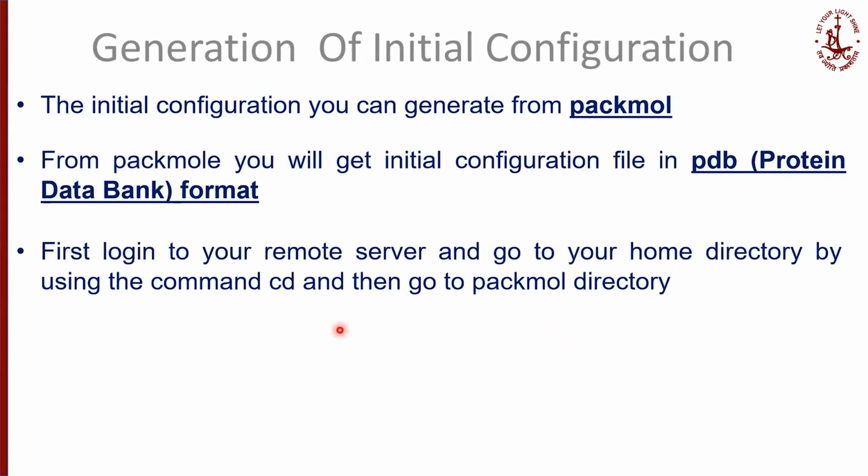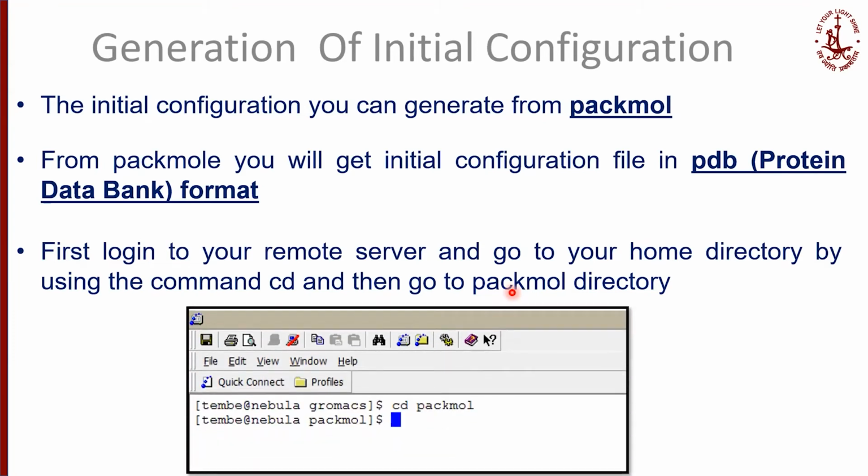So first you have to log into your remote server if you have, or you can log into your system where you have installed Ubuntu, in Ubuntu where you have installed GROMACS and PackMol. Either you can do it in your own system or you can log in to your remote server. You can go to your home directory by using the command cd, and then you go to the PackMol directory. Here I have shown using a remote server. So this was the server name. And then I am typing the command cd space PackMol. It has taken me to the directory PackMol. You can see it has changed from GROMACS to PackMol.